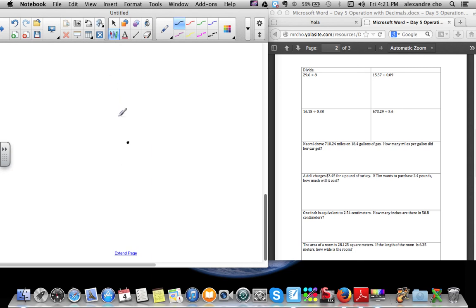1 inch is equivalent to 2.54 centimeters. How many inches are there in 50.8 centimeters? Okay. Division problem. So if I have 50.8, and I want to see how many inches are in there, I divide that by 2.54, because 2.54 is 1 inch. This is 1 inch right here. We're asking how many times this goes into 50.8.